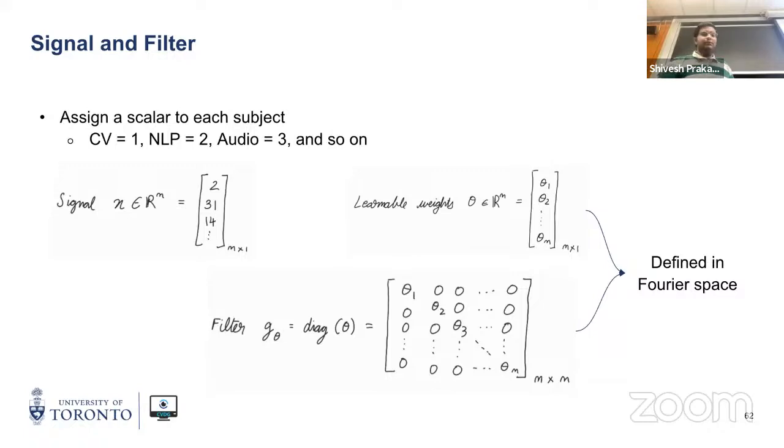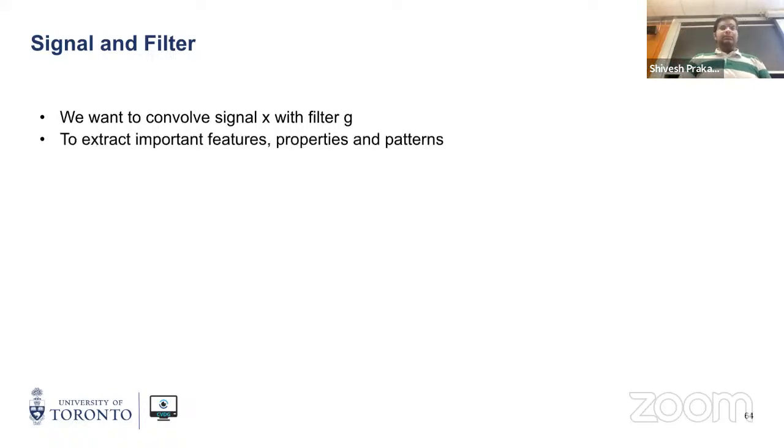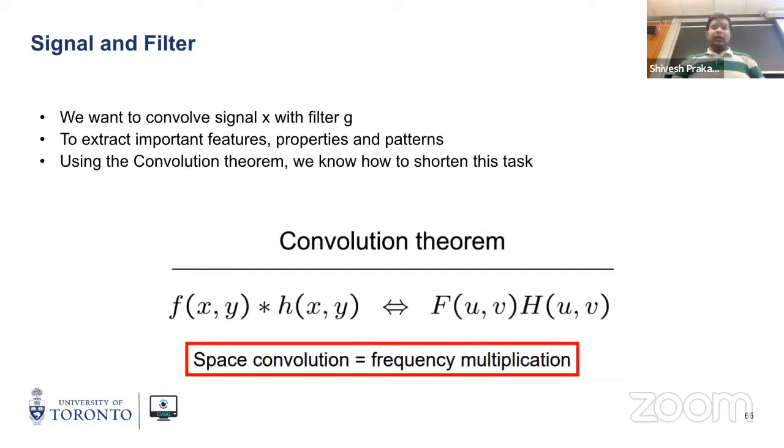And the way these weights and filters are defined is they are defined in the Fourier space. And you'll see why this is important just in a second. And the reason they're important is because what we want to do in this layer is basically we want to convolve X with the filter G. This is important because you want to extract some features, properties, and patterns present in the feature vector X. And once again, we'll make use of the convolution theorem here.